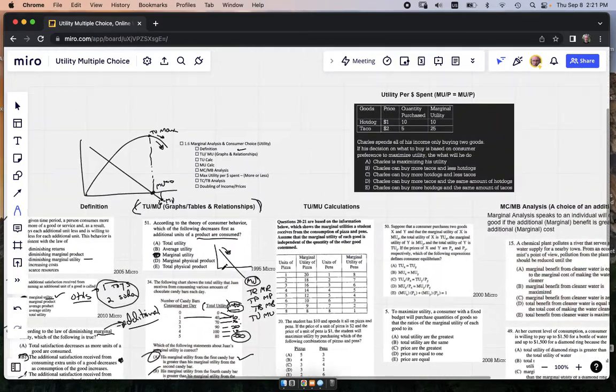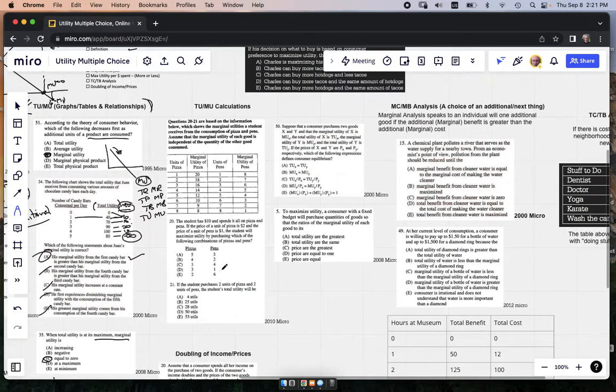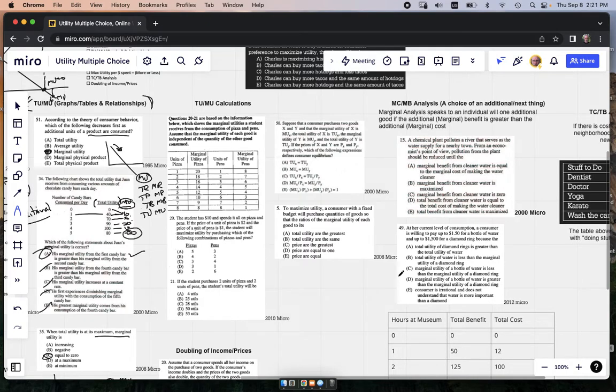Nicely done. All right, let's look at number 20 and 21 here. Now they've given us marginal utility of pizzas, marginal utility. These are these calculations that we have to do.